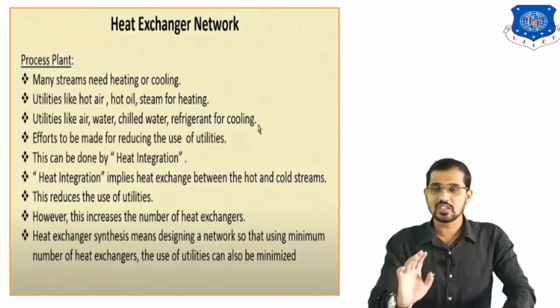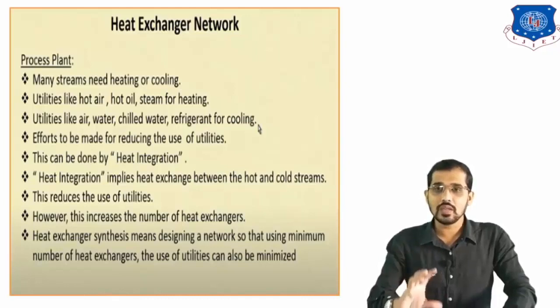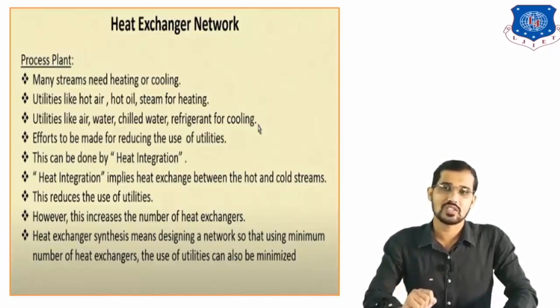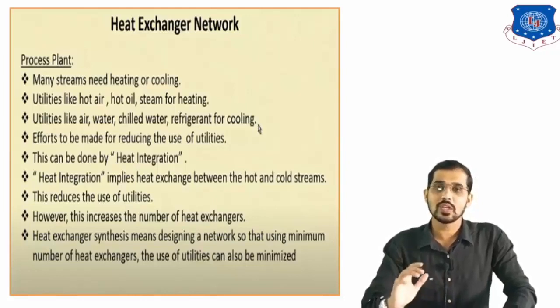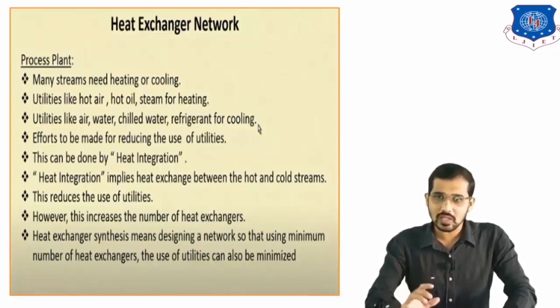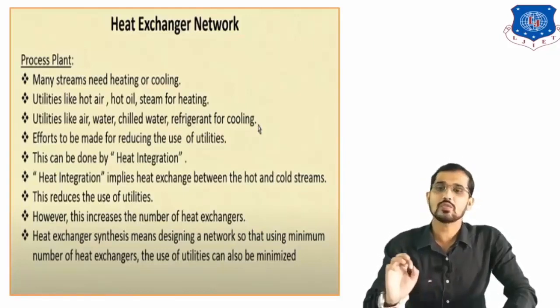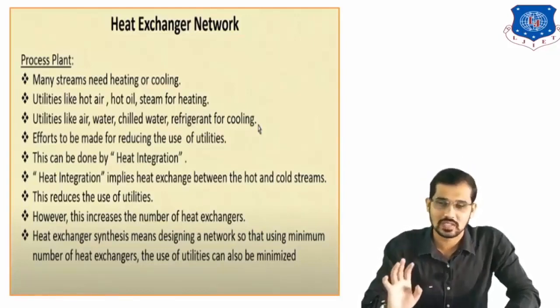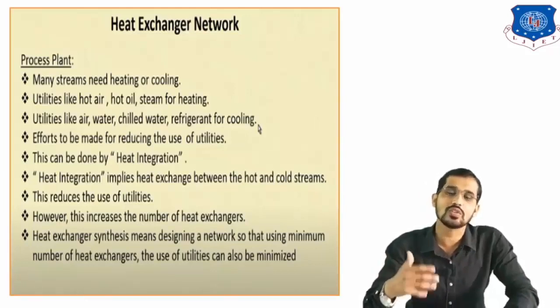Process integration is nothing but we are implementing a heat exchanger network here. For that purpose, we are replacing various utilities by using heat exchangers. Or I can say in simple words, we are minimizing process utilities, those are nothing but hot utilities and cold utilities, by using this concept. You can see here, efforts to be made for reducing the use of utilities, that is nothing but heat exchanger network. So how to reduce the use of the utilities?